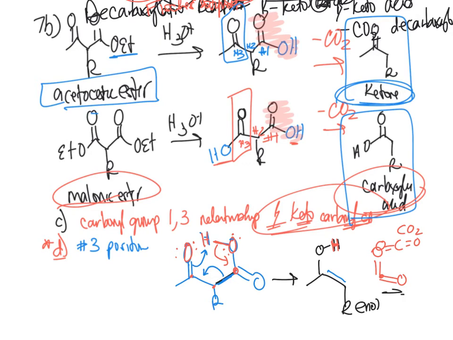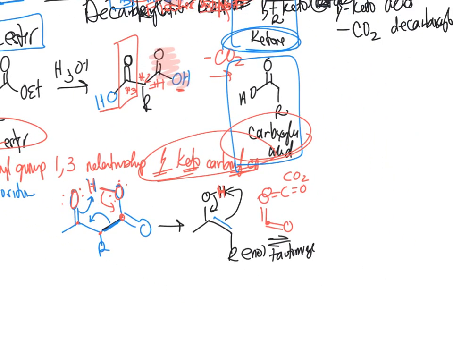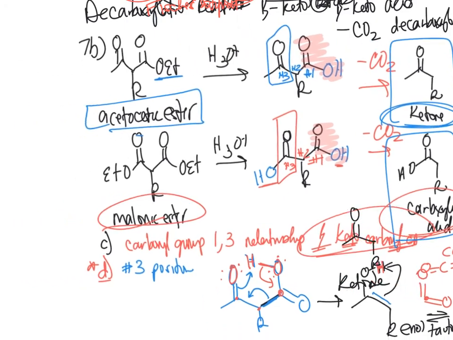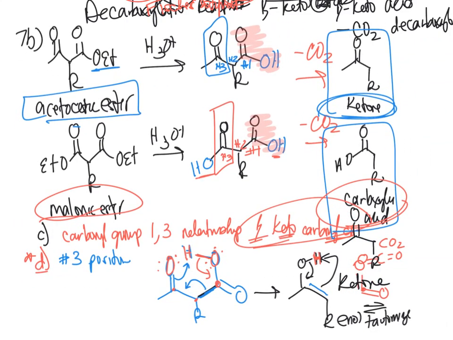And enols, we understand, tautomerize. So I just do it quick and easy like this. And you see that that is your ketone, and that is the product of a decarboxylation reaction with the acetoacetic ester synthesis. All right, so now we're on to Model 3.